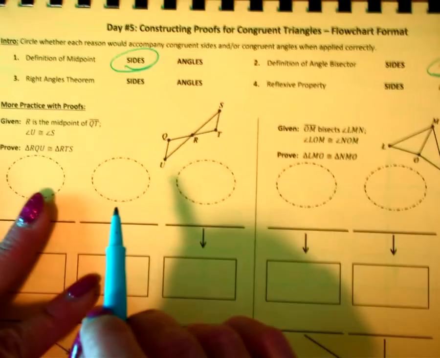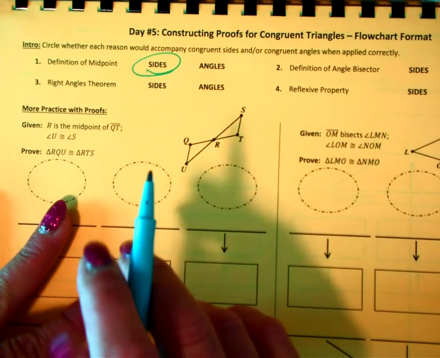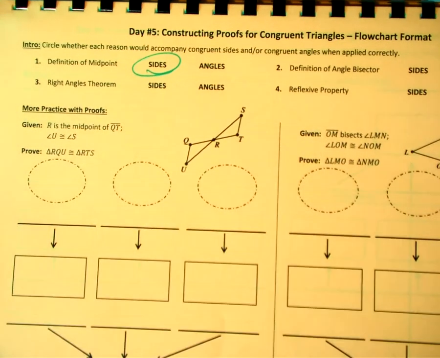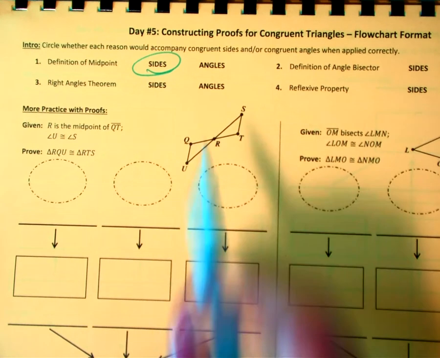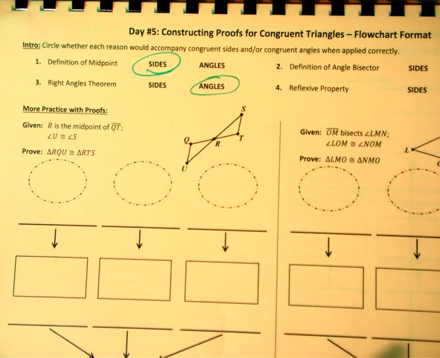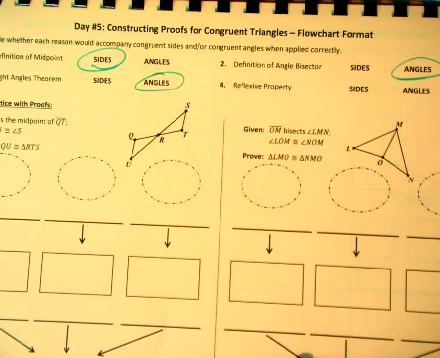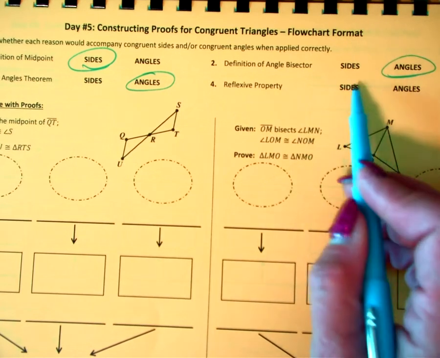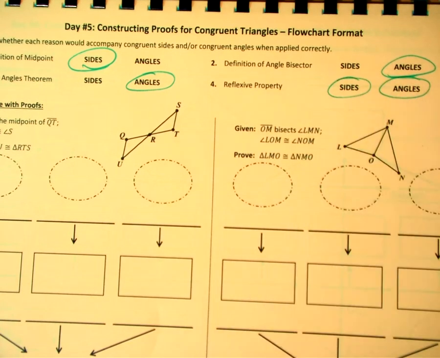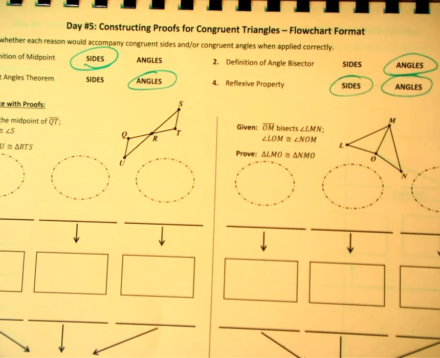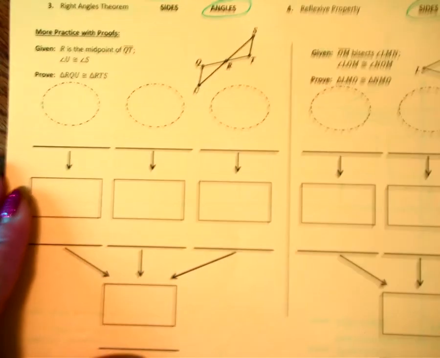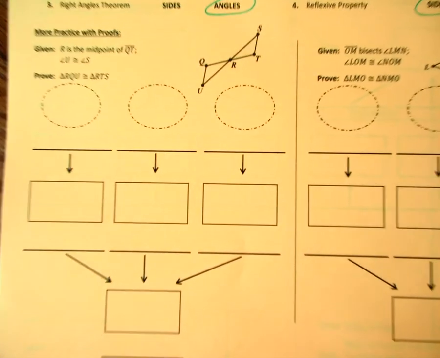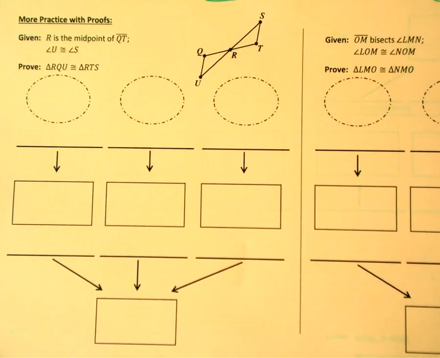If it intersects in the middle of the angle. The right angles theorem? Yep, you got it. That affects the angles. And the reflexive property can affect sides and angles. So just a little review there, reminder. Okay, so let's look at our first practice proof here.